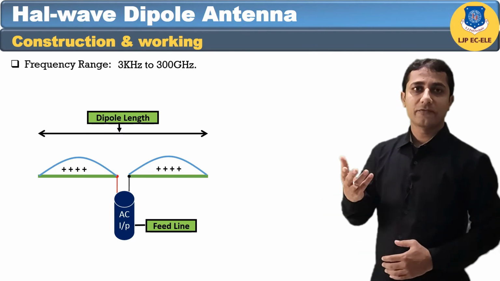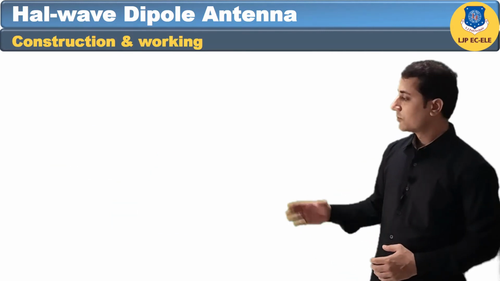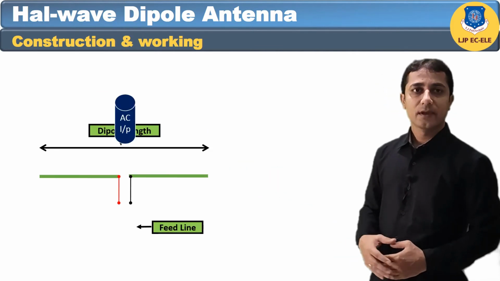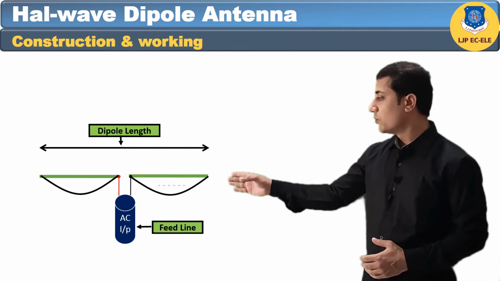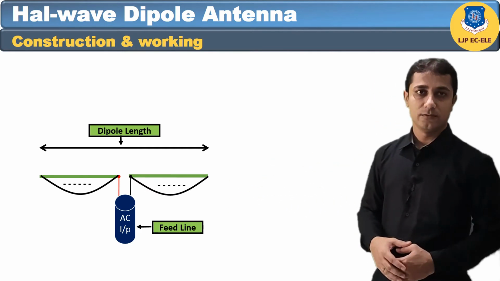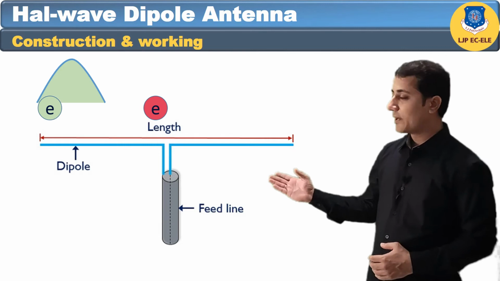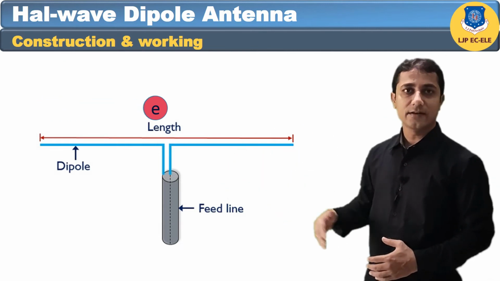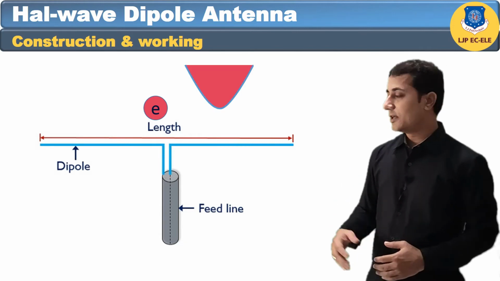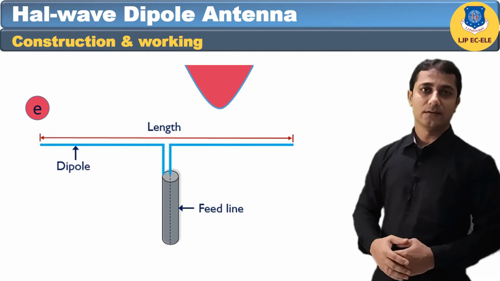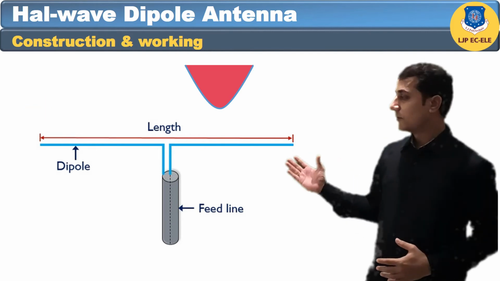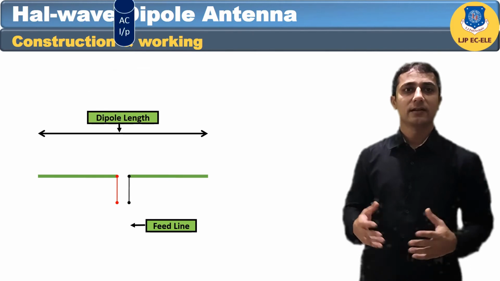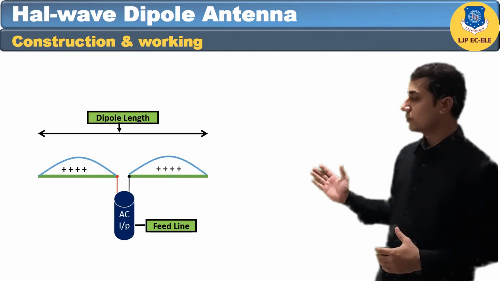Now, what happens if we give the negative cycle? Here the figure is shown, the negative cycle is applied. Now, the electron tends to move away from the dipole. So, when we apply a positive half cycle, the electron moves towards the center, and when we apply a negative cycle, the electron moves away from the center. Now, the third figure shows that we again apply the next positive half cycle, hence the electron again moves towards the charge.